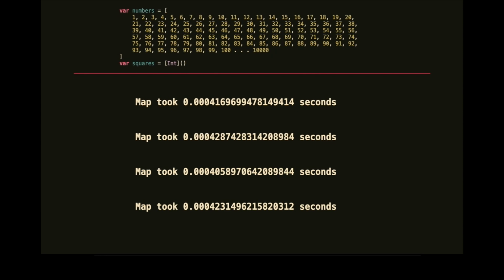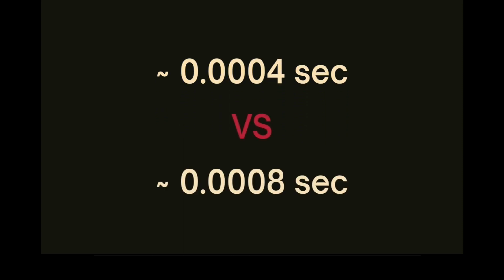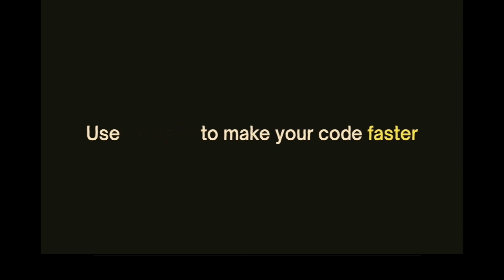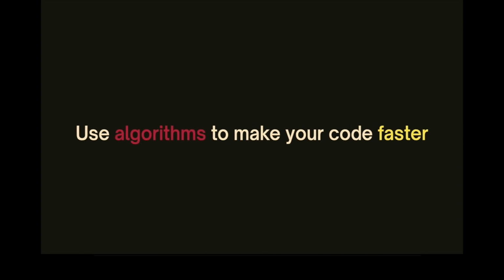42, 40, 42. Okay, so approximately 0.0004 seconds. Compared to using a for loop, it's nothing dramatic, I know. I didn't want to use anything complicated, but you can imagine if you're using some very complex computations, which I'm sure there are apps out there that do, using map is really faster. So use map to make your code faster. Use algorithms to make your code faster.